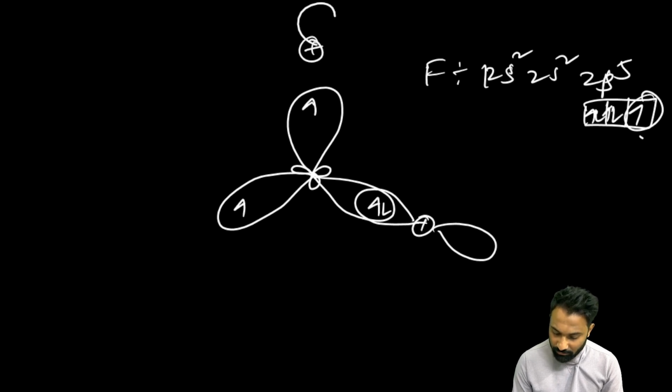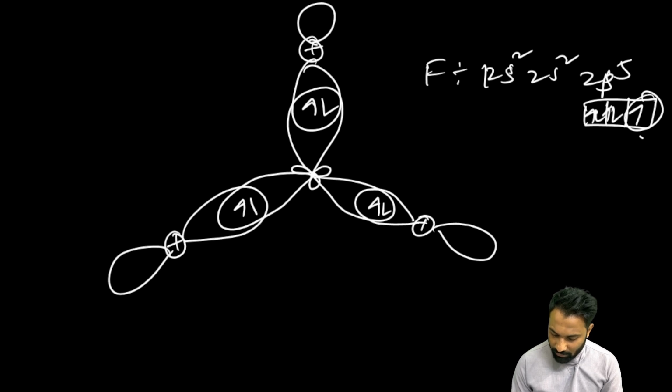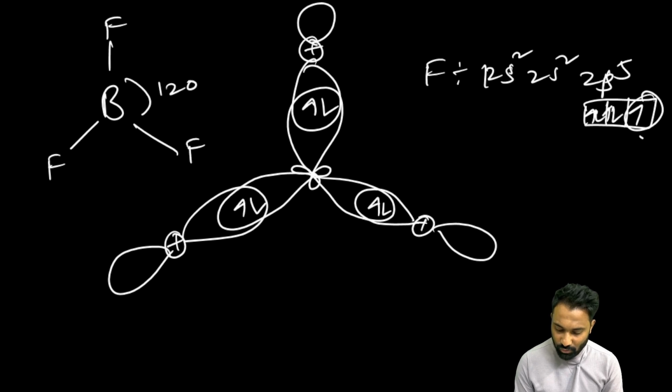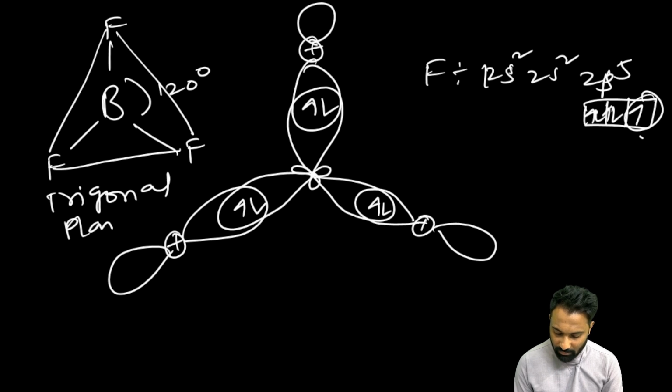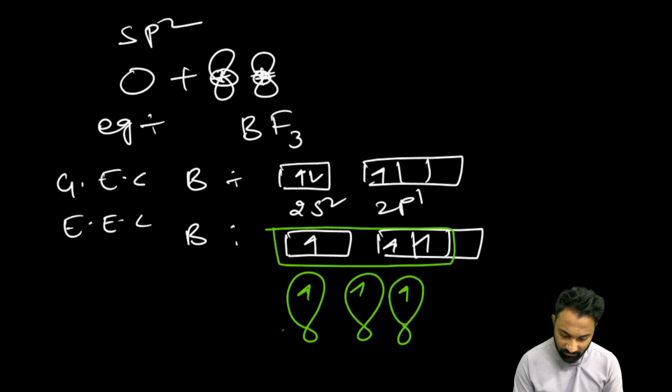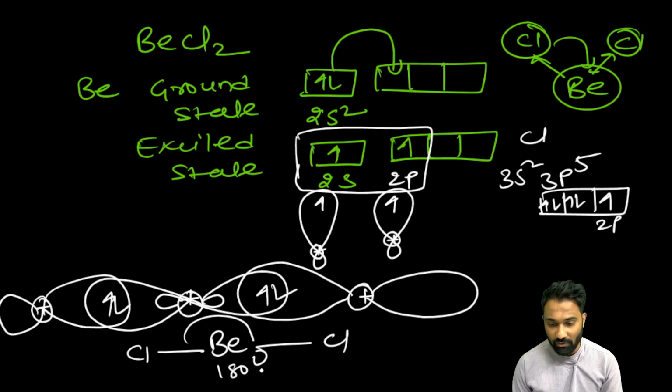So now another fluorine. Clear? In this manner sp2 hybridized orbitals are formed. Now this is the shape of BF3, and the bond angle between these is 120, and the geometry we got is trigonal planar. Now BeCl2 bond angle is 180, and the geometry we got is linear.